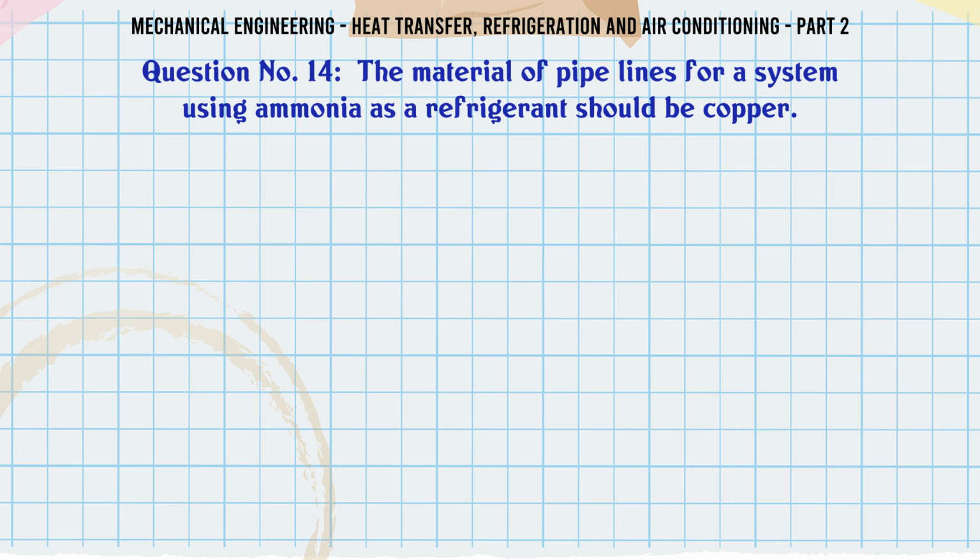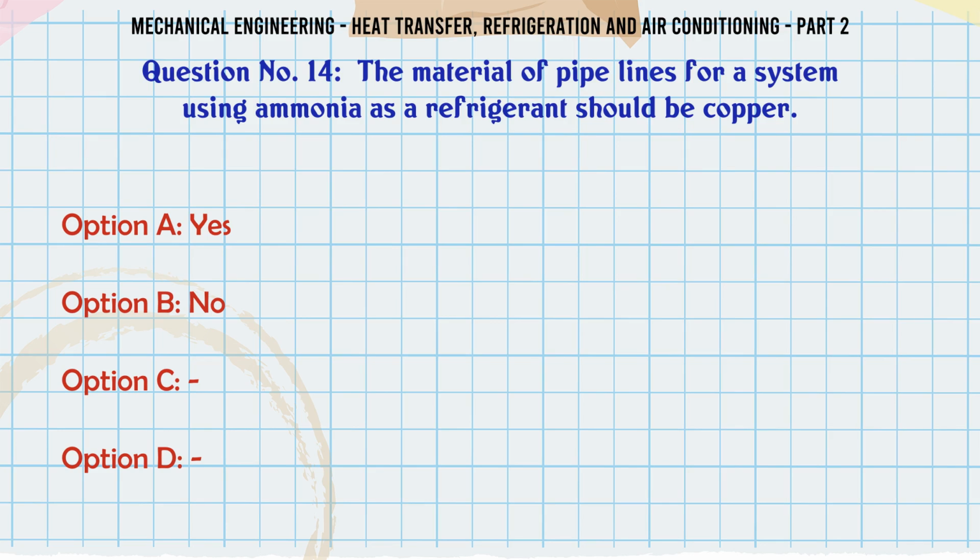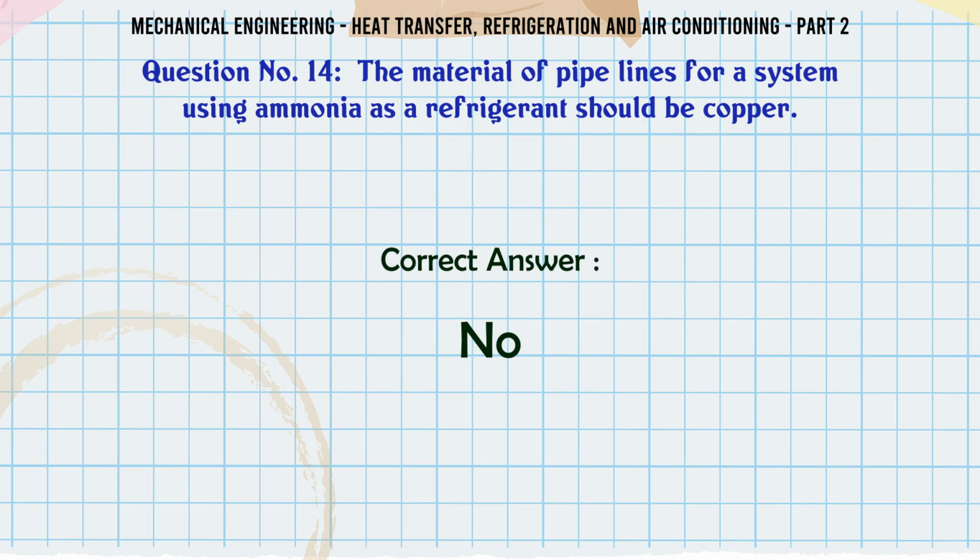The material of pipelines for a system using ammonia as a refrigerant should be copper. A. Yes. B. No. C. D. The correct answer is no.